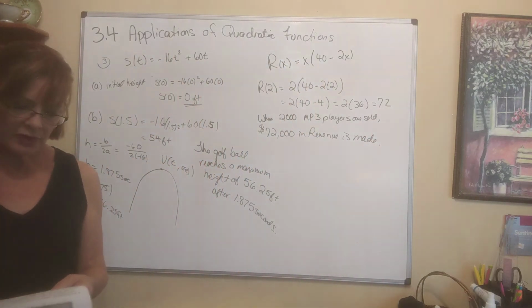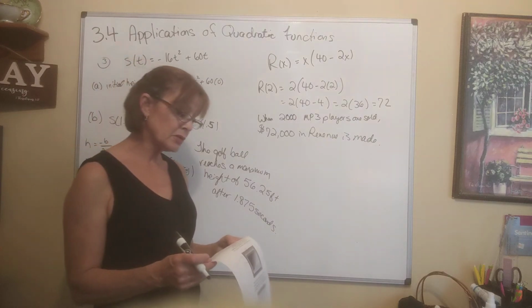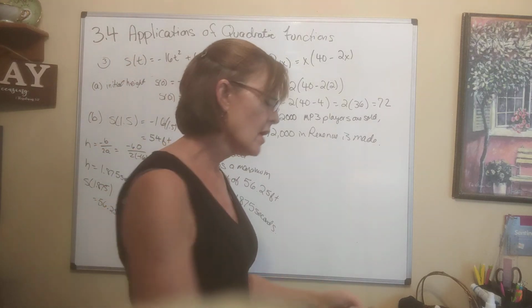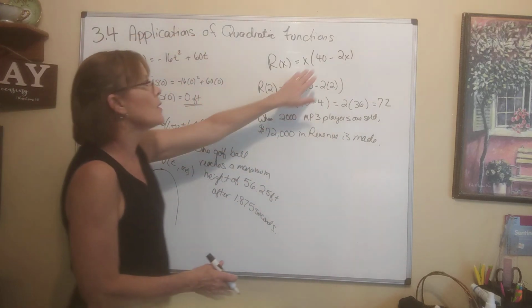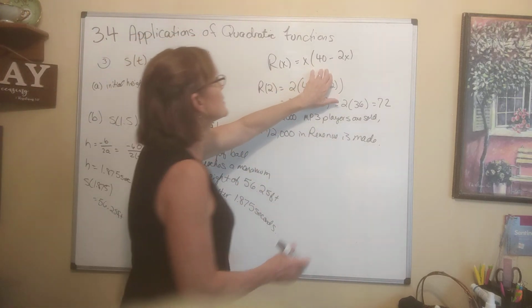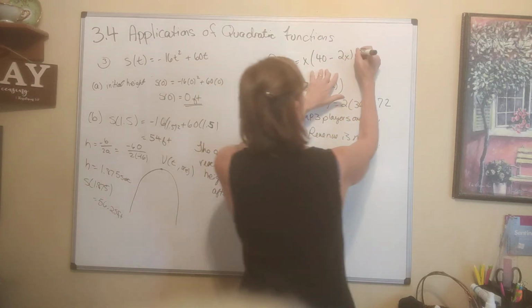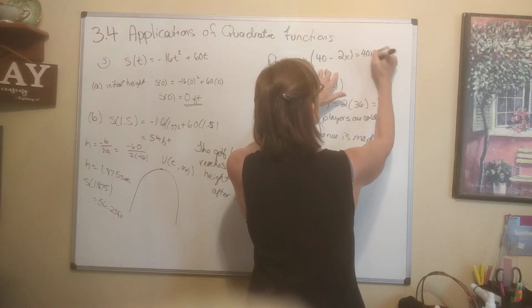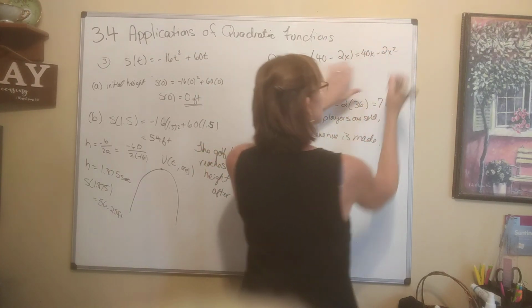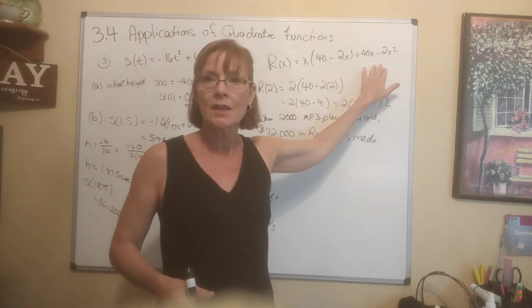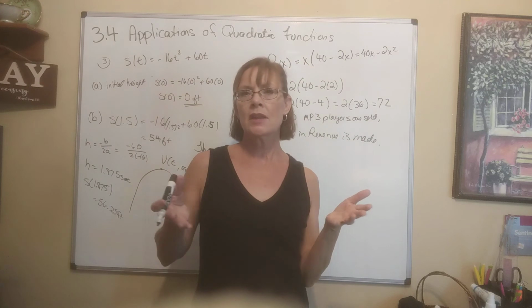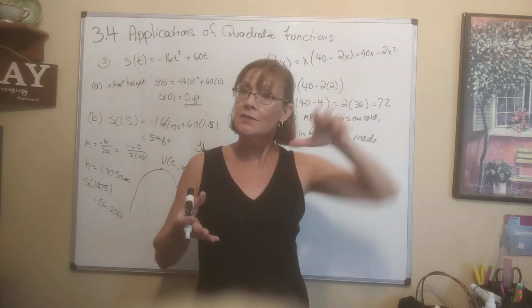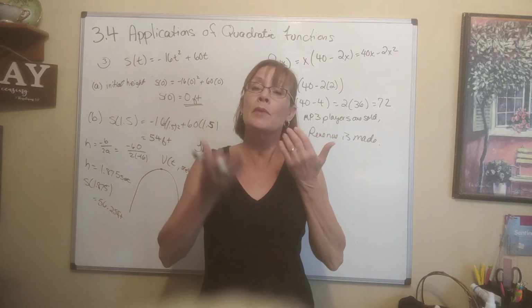How many MP3 players should the company produce to maximize its revenue? And what is the max revenue? Okay, so again, now we're maximizing. If we distribute the x, we get 40x minus 2x squared. So again, we get this parabola facing down. Is there ever a situation, I know you're wondering, when the parabola won't face down and we have a maximum, but it faces up and we have a minimum?